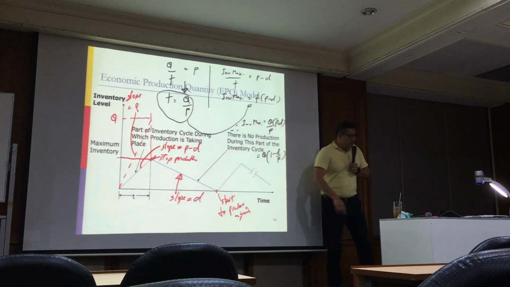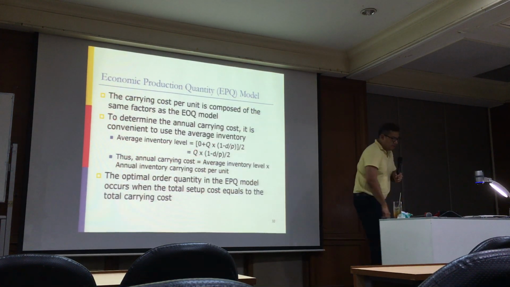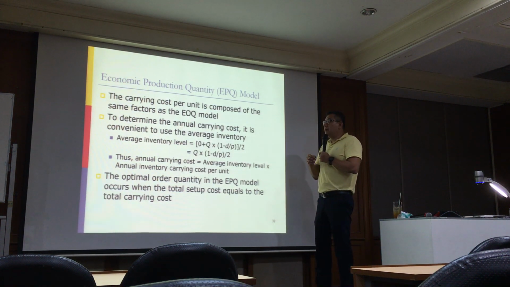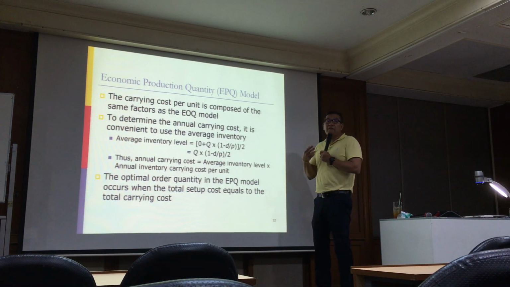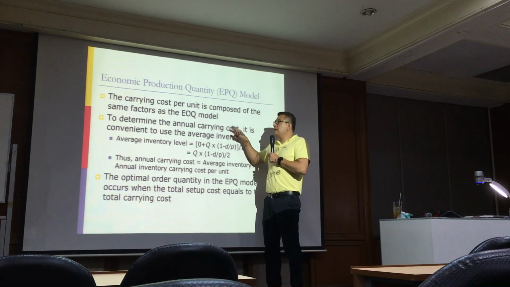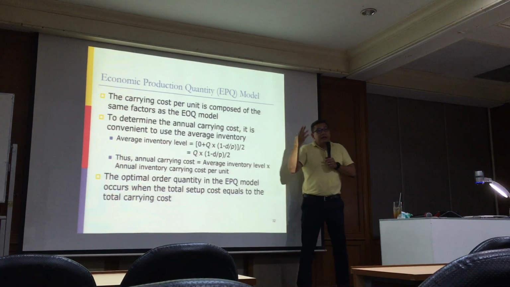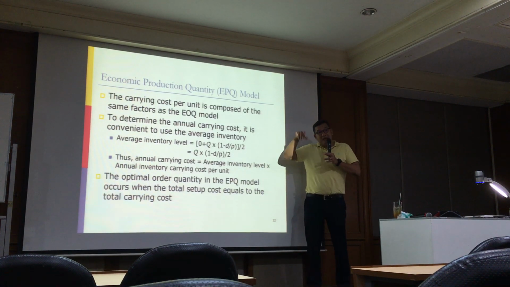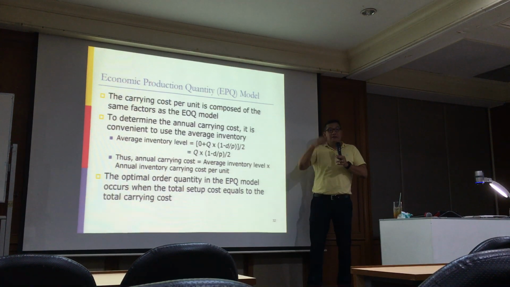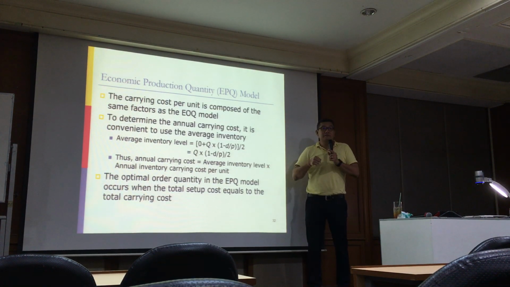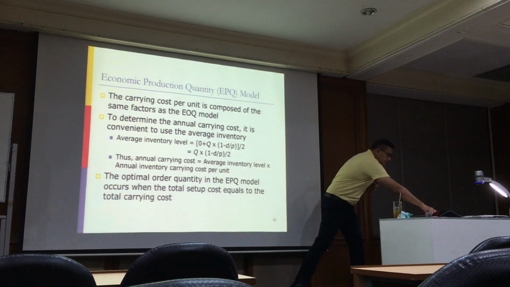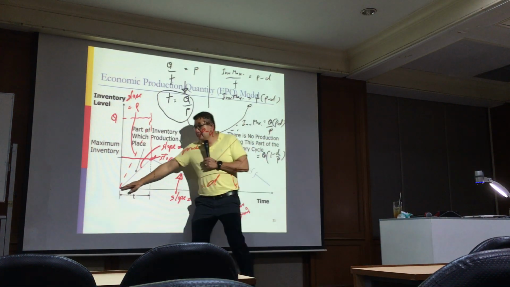So based on this, what happened? If we use the same concept of EOQ when we try to find the total inventory cost, the carrying cost, remember, we use the average inventory multiplied by C sub H. In EOQ, we use Q over 2, remember? Minimum plus maximum over 2, average. In this case, it's the same. Minimum is 0, right?